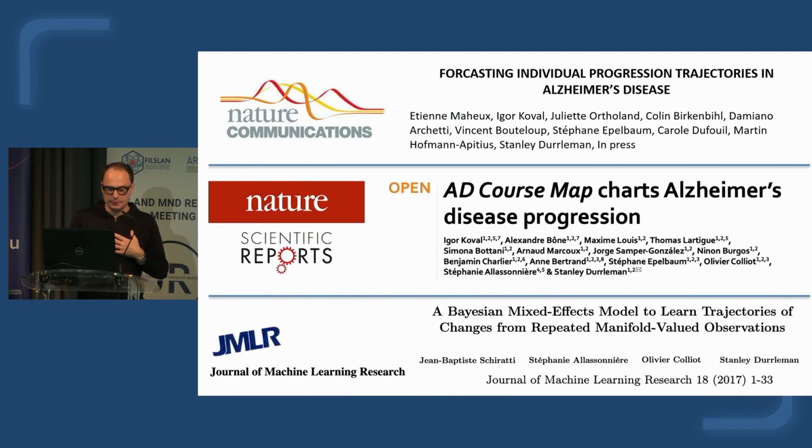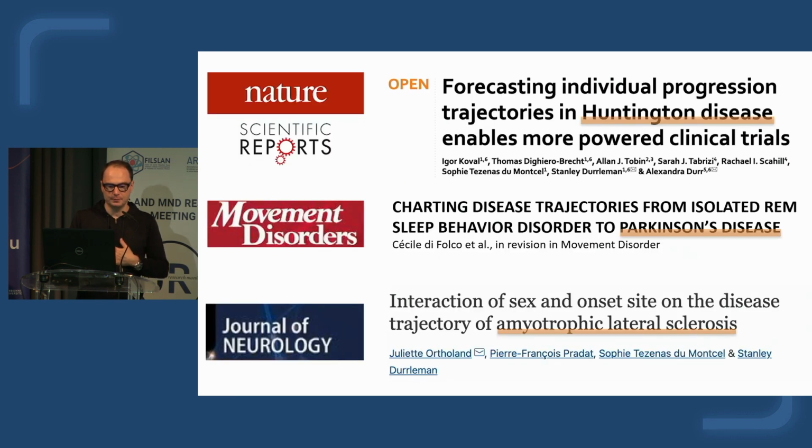The first papers have been published for Alzheimer's disease, but we have also published one paper in Huntington's, one in Parkinson's disease, and recently, in the Journal of Neurology, one for ALS.